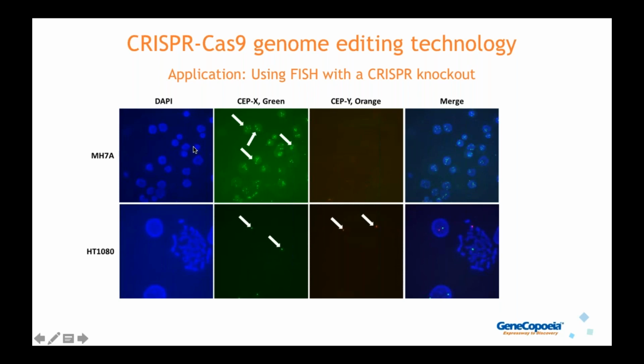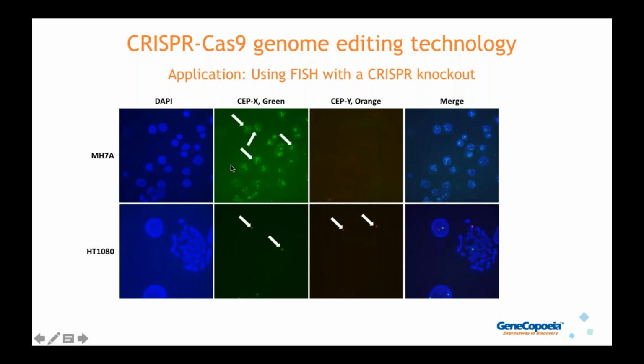So when we did that, we found that most of the cells contained 4 or 5 dots that lit up with this GeneCopia X chromosome centromere probe. And that was in comparison to the HT1080 cell line, which is a known diploid cell line. In fact, it's a male cell line, so it only has 1 copy of the X chromosome, and it also has 1 copy of the Y chromosome, shown by these orange dots. The Y chromosome probe did not light up the MH7A cell line, so it's presumably female.